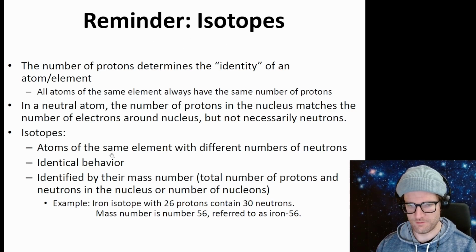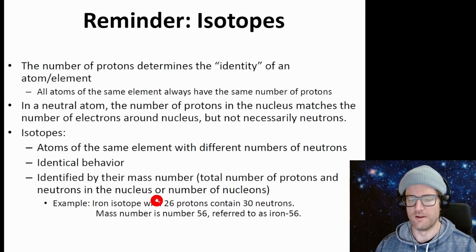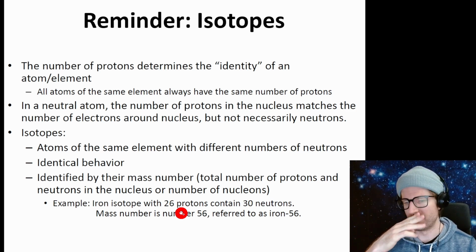Let's read this. Isotopes: atoms of the same element with different numbers of neutrons. They have identical behavior in terms of electrons and chemistry, identified by their mass number, the total number of protons and neutrons in the nucleus together. So the identity of the element is given by the number of protons, and the mass number is given by the number of protons plus the number of neutrons.